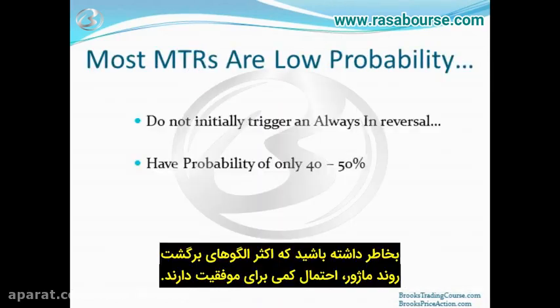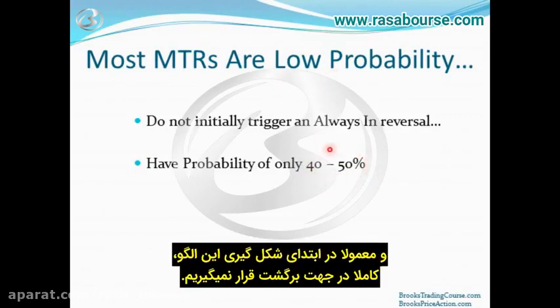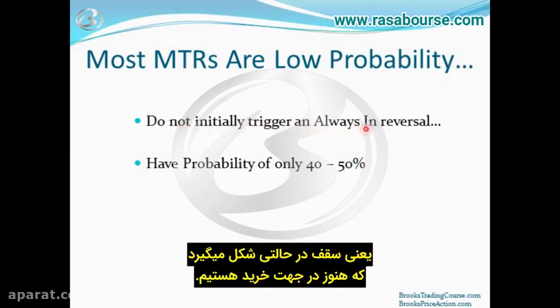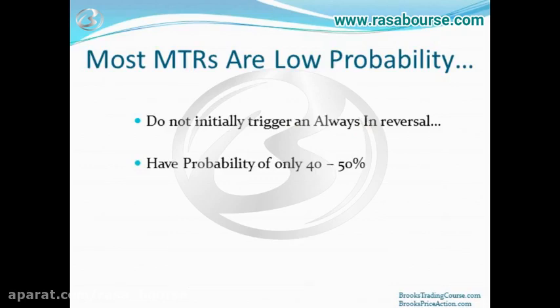Remember, most major trend reversals are low probability, usually 40 to 50%, and usually they don't initially trigger an always in reversal. So in other words, a top usually occurs when the market is still always in long, and it doesn't become always in short until after we get a bear breakout.